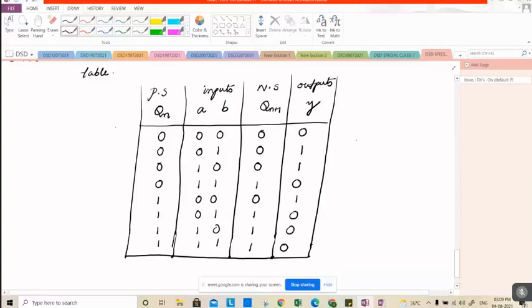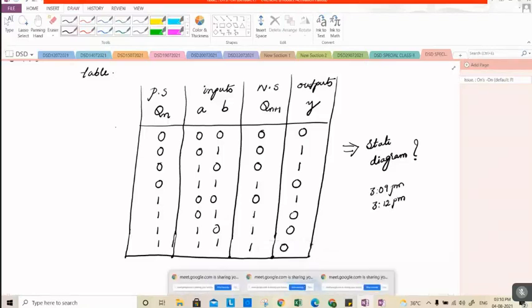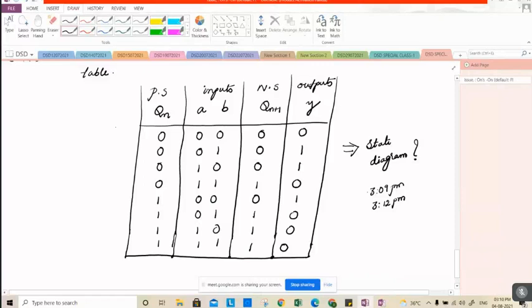Now first, I want every one of you to draw a state diagram for this. You may take 3 minutes. Draw a state diagram which represents this input-output relation, where we have present state, we have next state, we have inputs, we have outputs, everything.